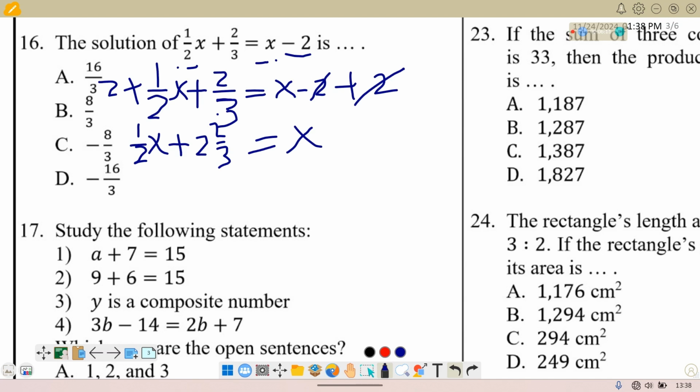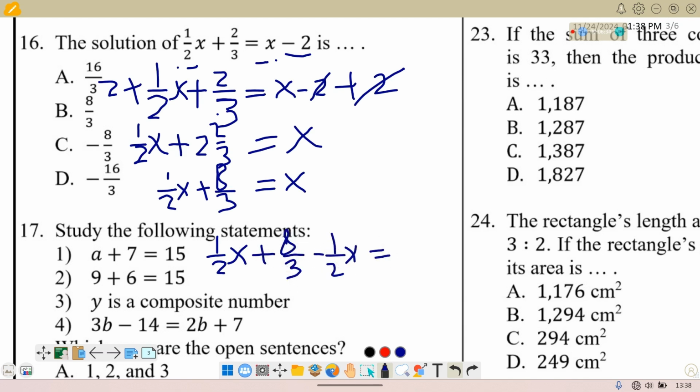3 times 2, 6. 6 plus 2, 8. So this is 8 over 3. Half x plus 8 over 3 equals x. Now we're going to cancel half x by adding negative half x on both sides. So here we have half x plus 8 over 3 minus half x equals x minus half x.